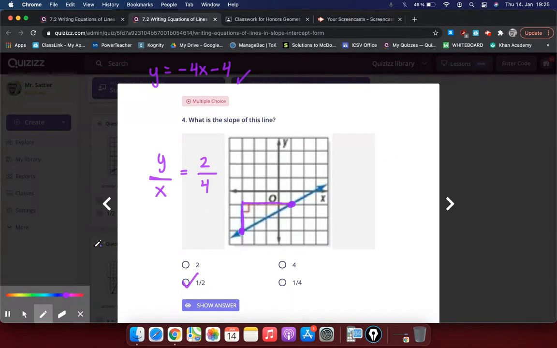So our slope is 1/2, and it's positive. Notice, because from left to right, this line is slanted uphill.